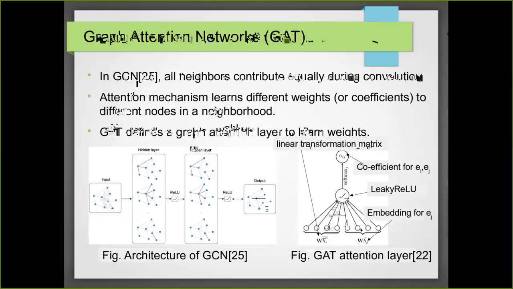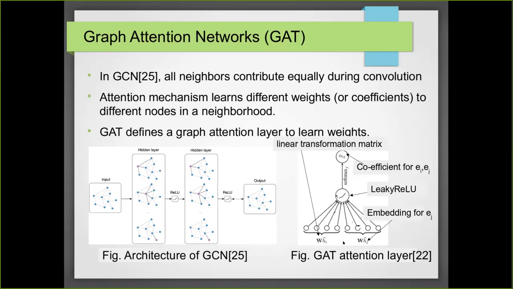And the graph attention network. This is an improvement of the popular GCN, graph convolutional neural network. In GCN, all neighbors contribute equally during the convolution operation, but this may hamper the performance of GCN. So GAT introduces the attention mechanism to learn different weights for different nodes in the neighborhood. It defines a graph attention layer to learn the weights.